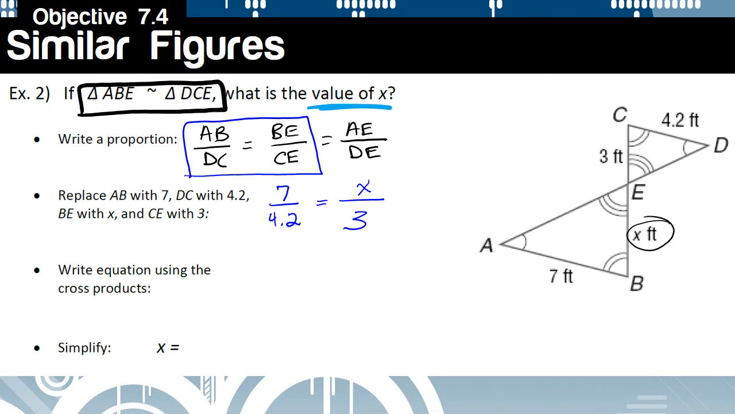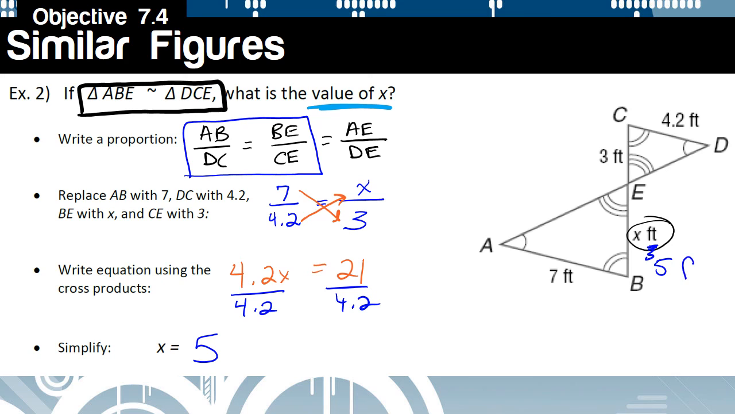Now we can write out our equation. We can cross multiply, so we have 4.2x equal to 21. Let's divide both sides by 4.2. Of course, you can use your handy-dandy calculator. 21 divided by 4.2 gives us the value of x as 5. So side length BE would be 5, and we're given a label here, so this would be 5 feet. So x would be 5 feet.